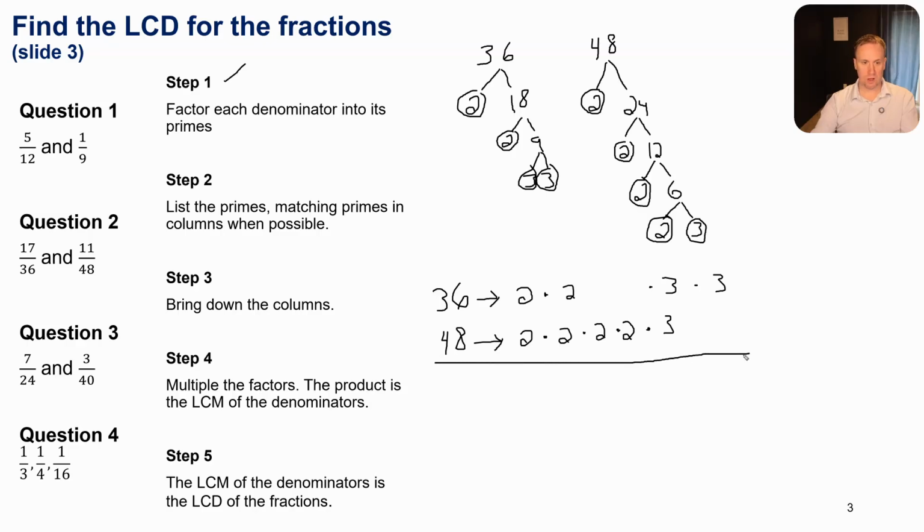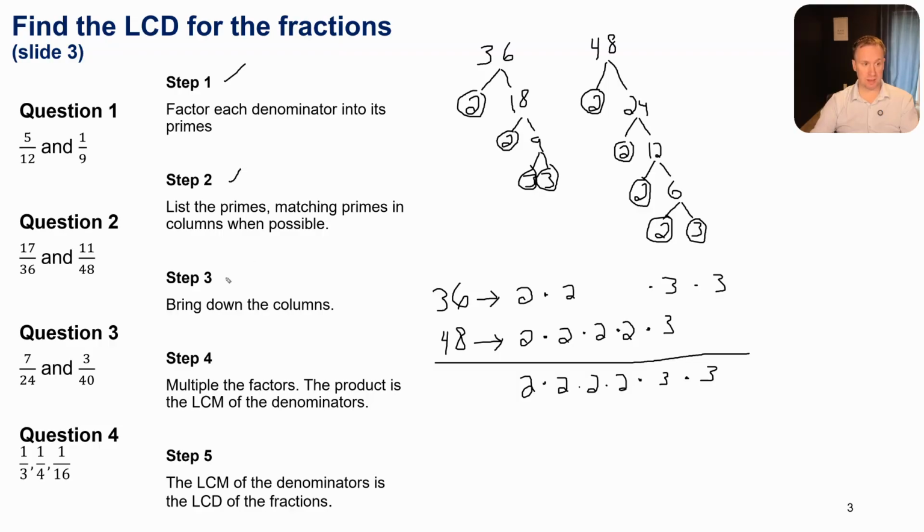Okay. All right, so then dropping our columns, we combine the ones that we have. So 2 and 2 drops down. Another 2 and 2 drops down. These 2's are not combined, so we're not basically combining them together. They'd have to match up with 36. We can match up another 3, and then a final 3. So this prime factor list then is our least common multiple, which then is our least common denominator.